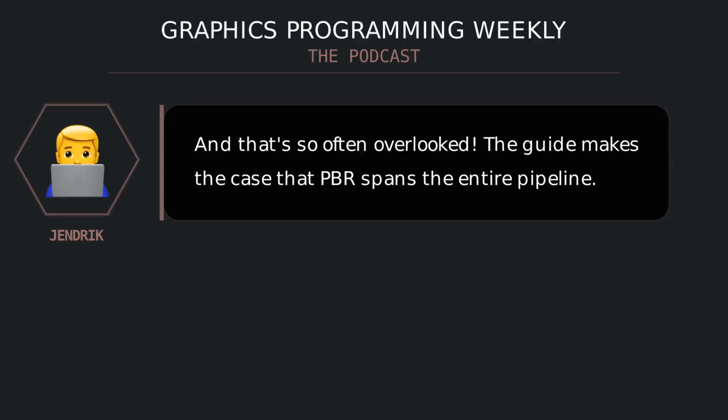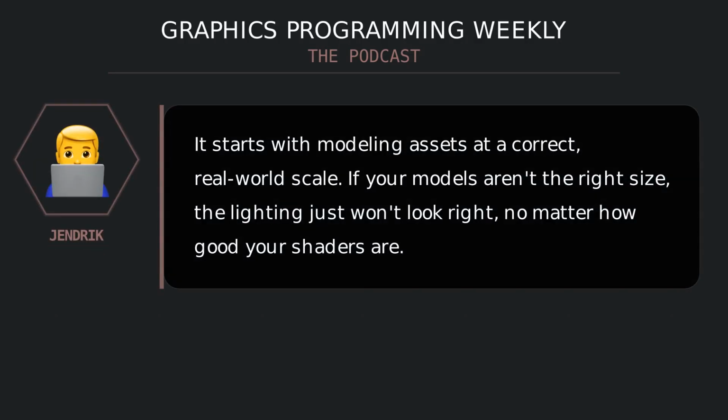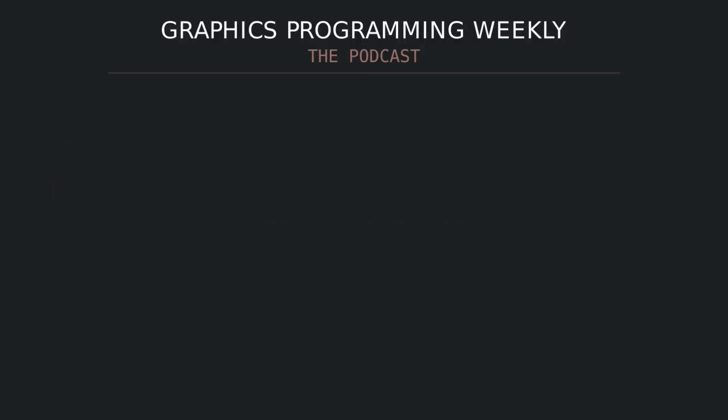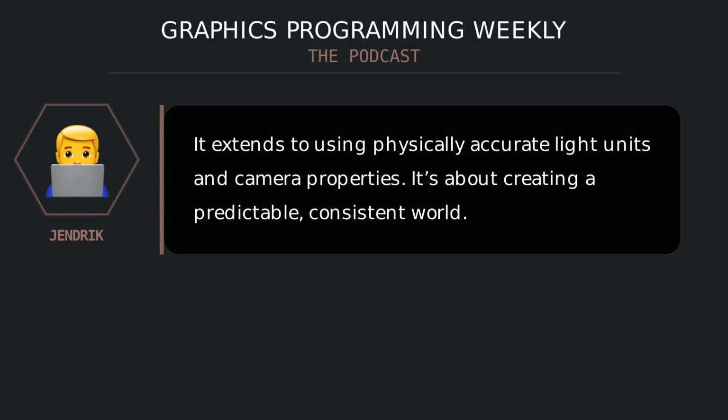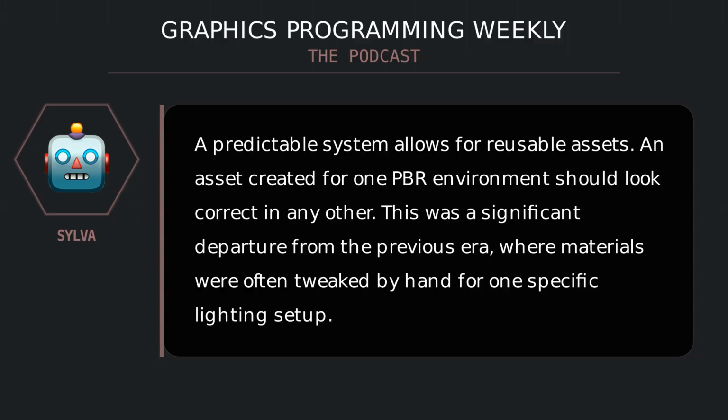The guide makes the case that PBR spans the entire pipeline. It starts with modeling assets at a correct, real-world scale. If your models aren't the right size, the lighting just won't look right, no matter how good your shaders are. It extends to using physically accurate light units and camera properties. It's about creating a predictable, consistent world. A predictable system allows for reusable assets. An asset created for one PBR environment should look correct in any other.